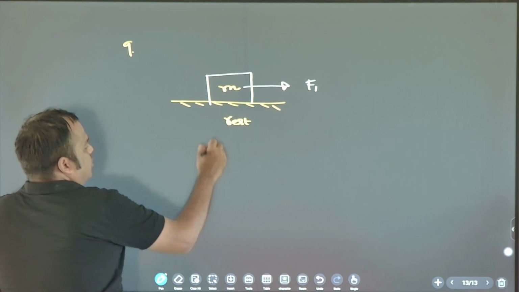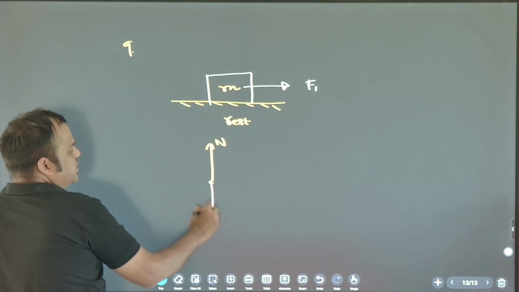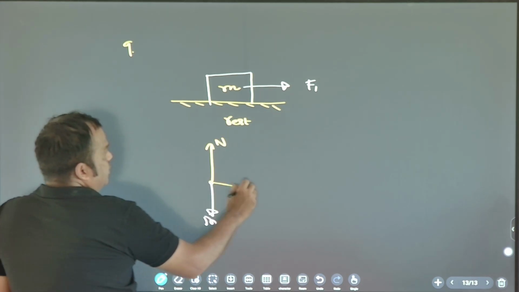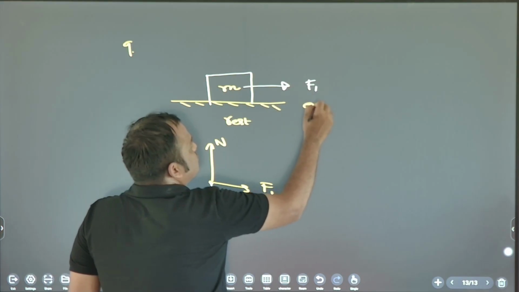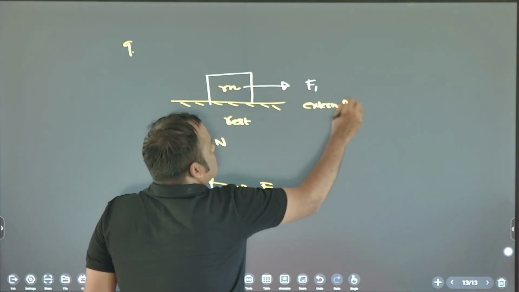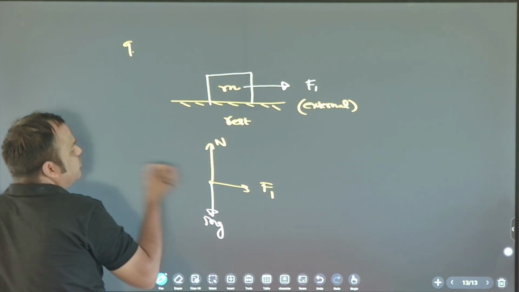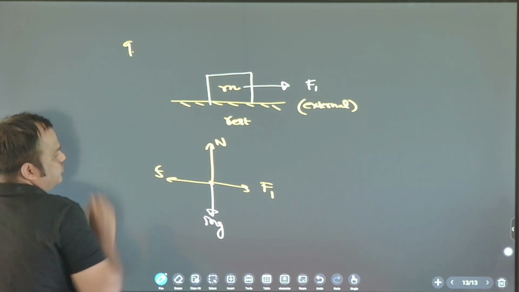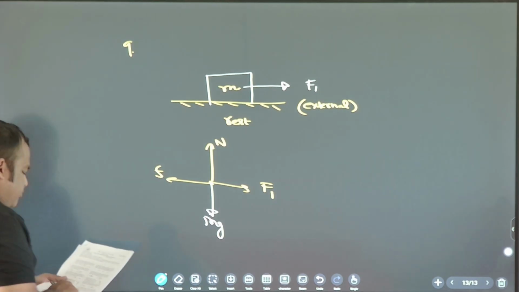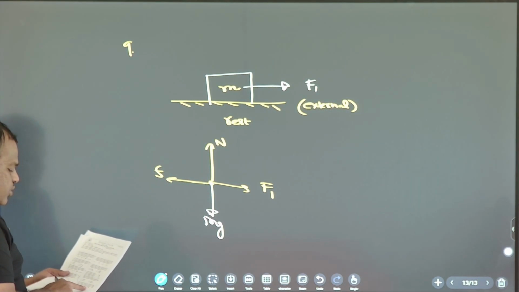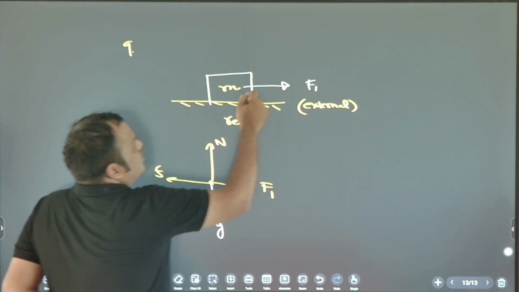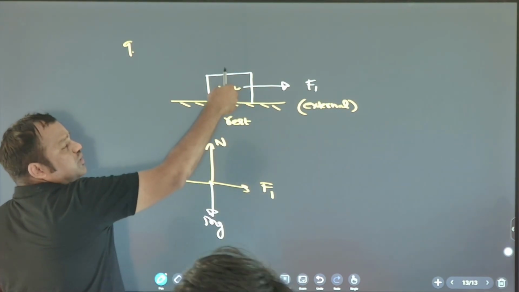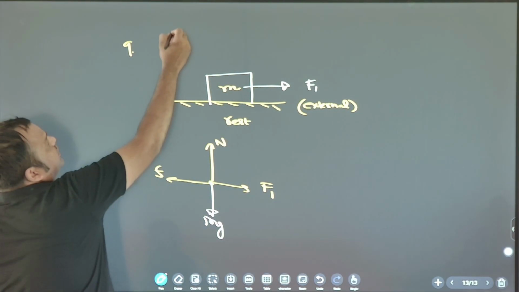So what is our normal force? It will be mg, and you are exerting F1 right side. So this is external force. So friction will be left side. The force by the surface on the body is capital F. Now surface is exerting two types of forces. One is normal and other is friction.